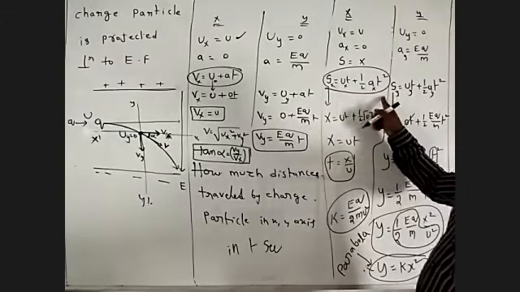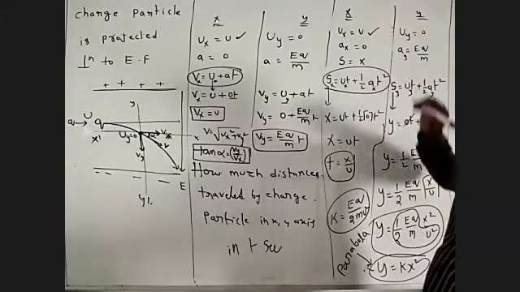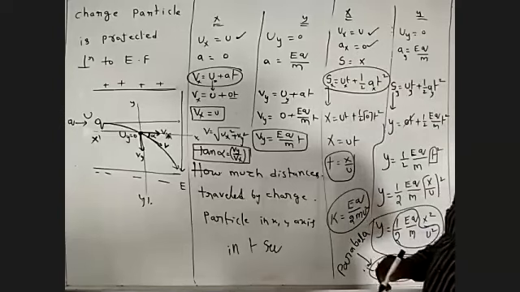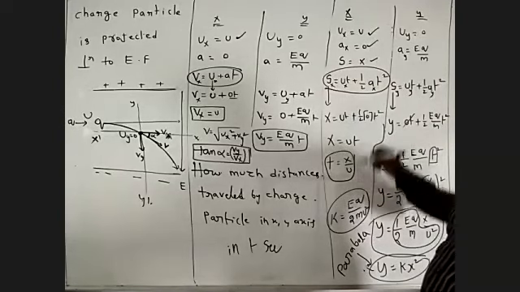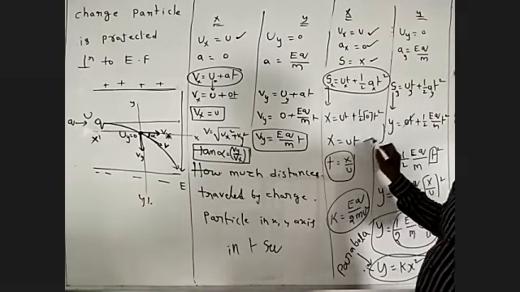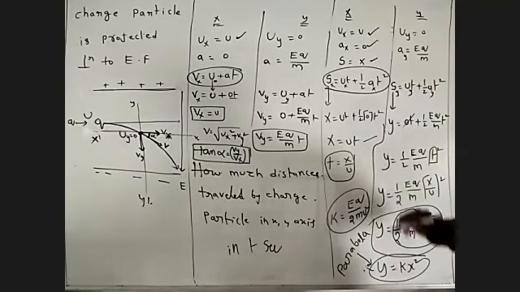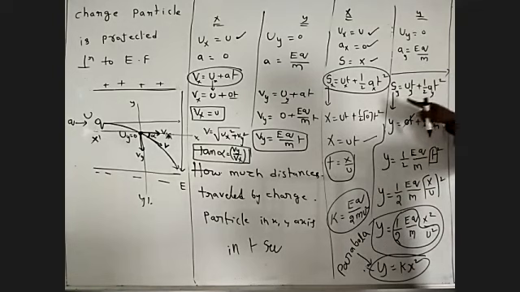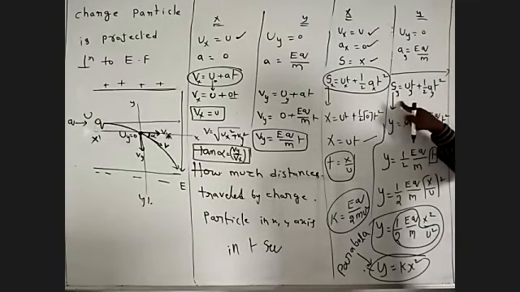S is equal to ut plus half at squared. Ux is equal to u, and the acceleration of the charged particle along x is 0. So S is equal to x. Putting all values in this equation, x is equal to ut. Next, this is also the distance traveled by the charged particle along the y-axis in t seconds.